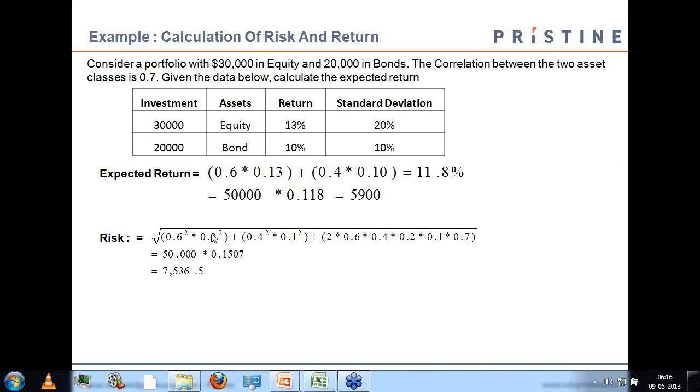Okay, so the formula I already mentioned. We have the rate of equity, the standard deviation of equity, the rate of bond, the standard deviation of bond, and the correlation between them, and we define the risk associated with the portfolio. If you find the value, then we multiply the investment in the portfolio with the risk associated with the portfolio, which comes out to be 0.1507, right?